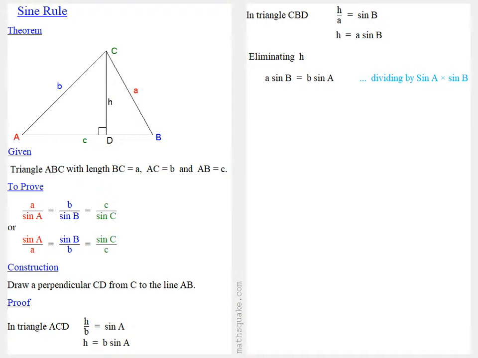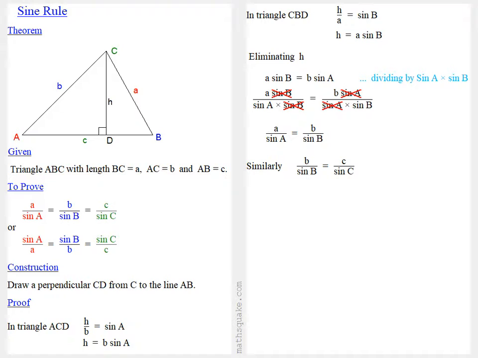Now if we divide both sides by sine A times sine B, we see that sine B cancels on the left-hand side and sine A cancels on the right-hand side. And that leaves us with a over sine A is equal to b over sine B. By a similar method, we can prove b over sine B is equal to c over sine C. And so we have a over sine A equals b over sine B equals c over sine C.